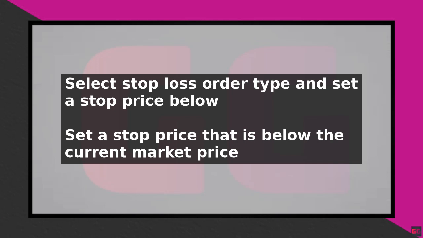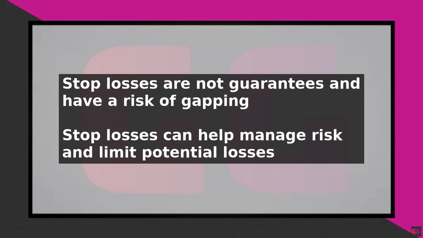For example, if you own 100 shares of a stock currently trading at $50, you could set a stop loss at $45. If the stock price falls to $45, the stop loss will be triggered and your shares will be sold at the next available price.